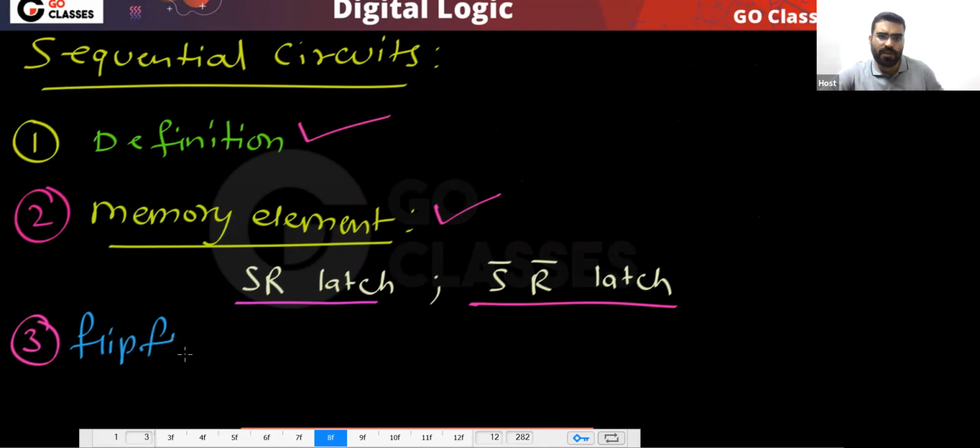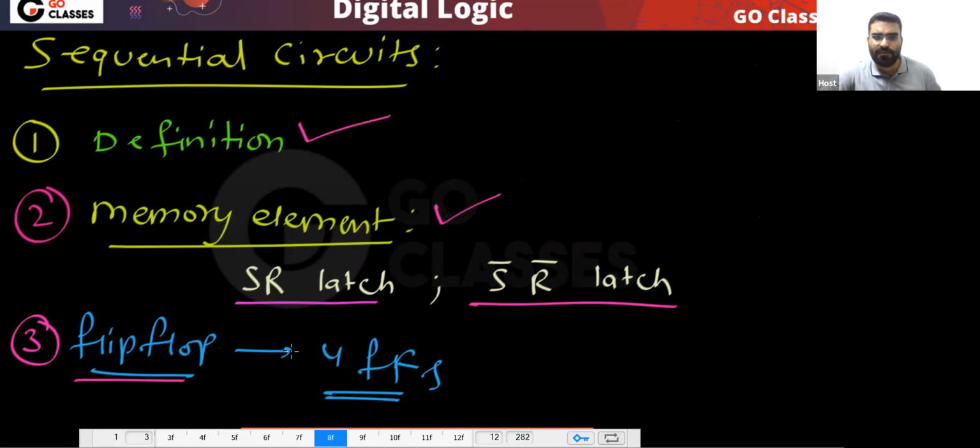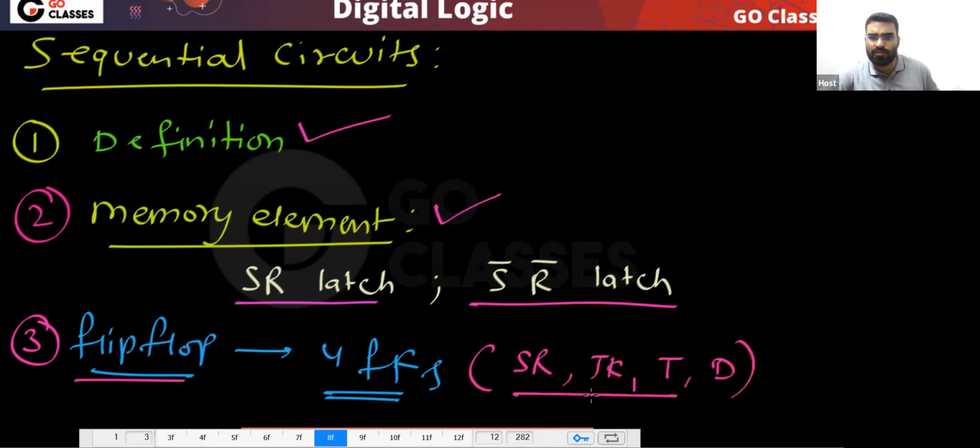Okay, so this flip-flop concept we started. There are a total of 4 flip-flops we have seen: SR, JK, D, T. What is a flip-flop? What are the SR flip-flop, JK flip-flop, D flip-flop, and T flip-flop? All these things we have seen, correct?